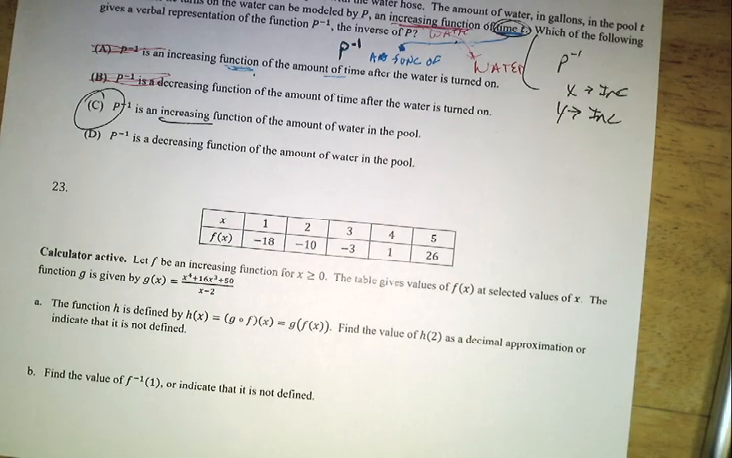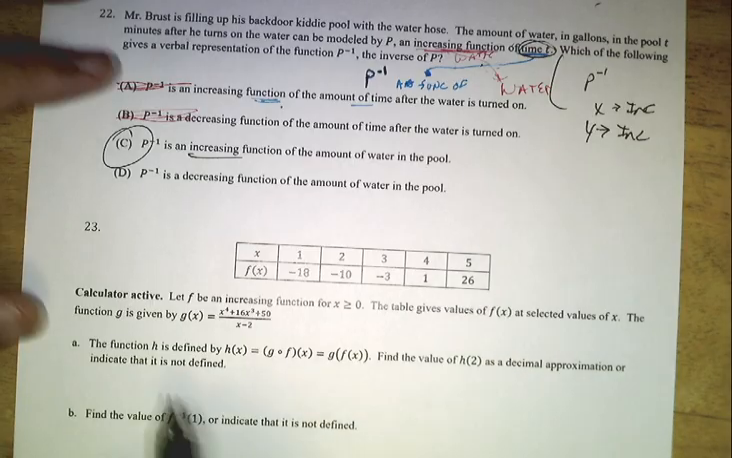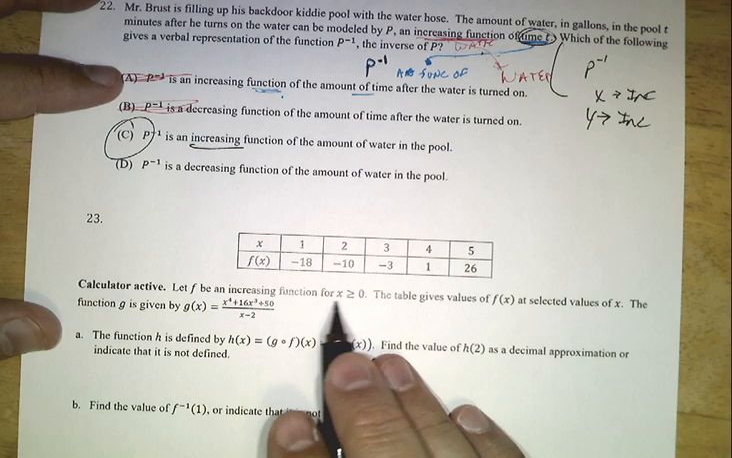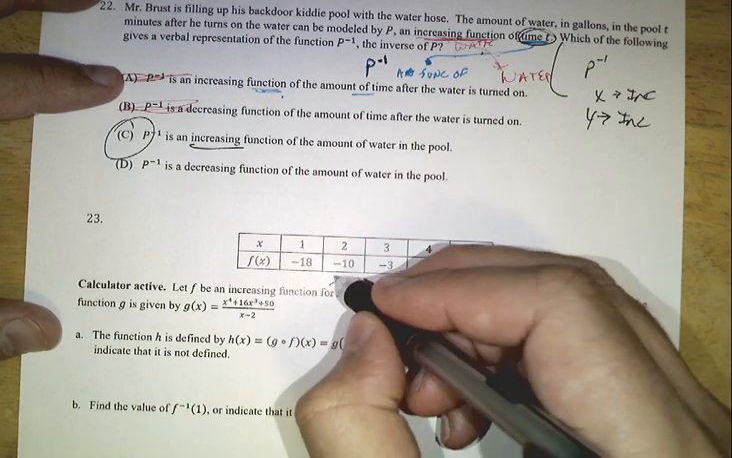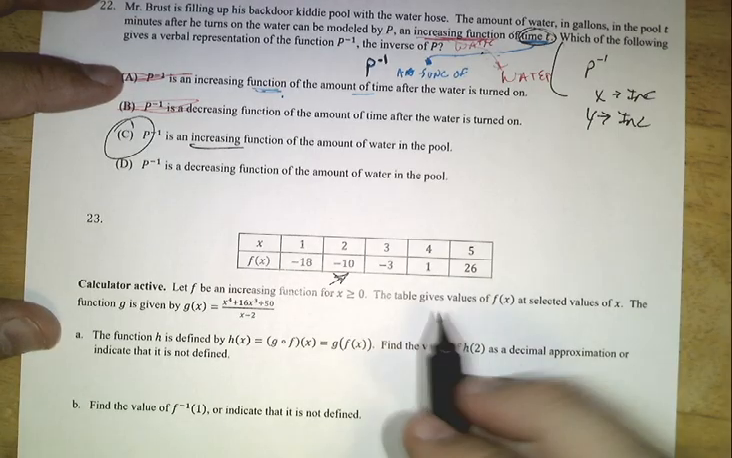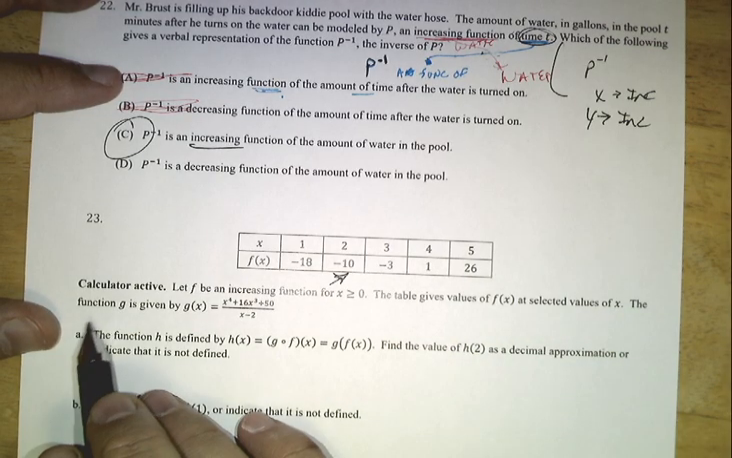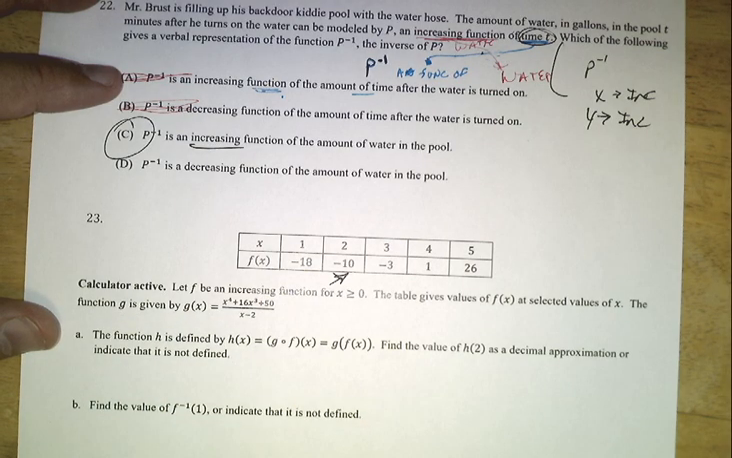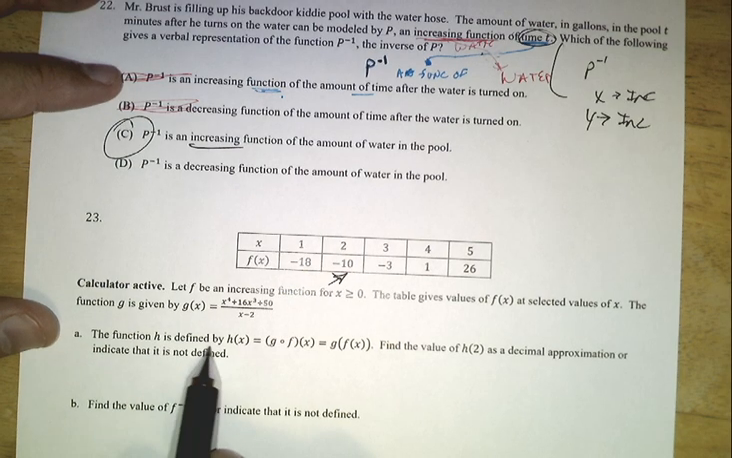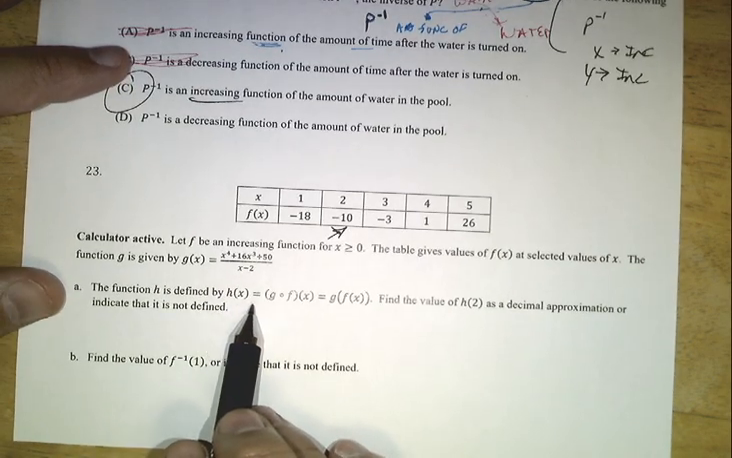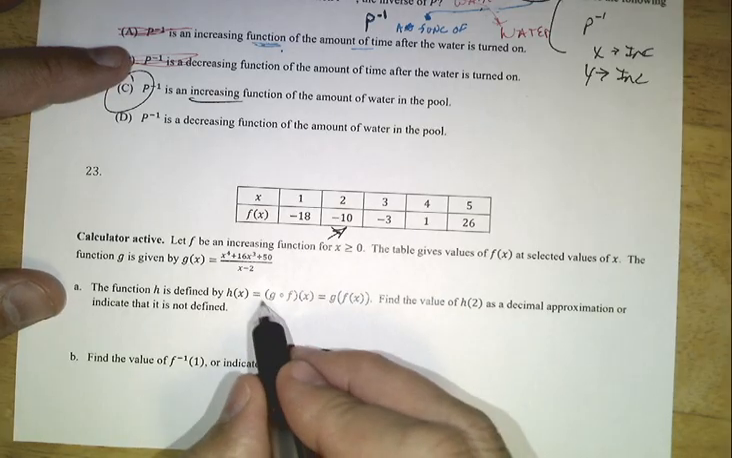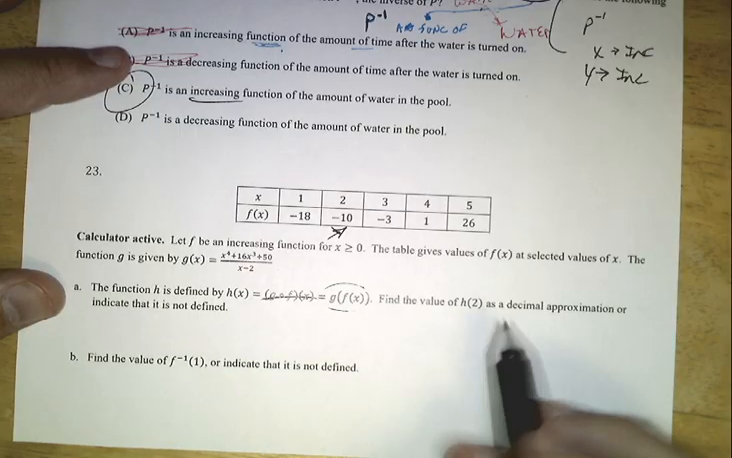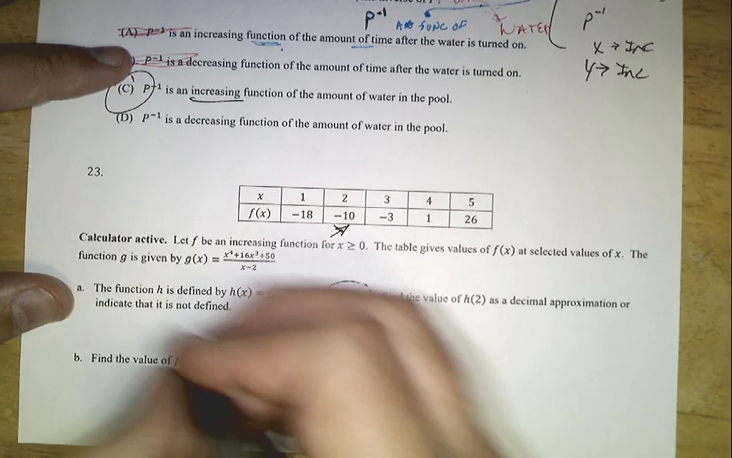I got a calculator. We can do this. So let f be an increasing function for x's. So f is some function. Oh, here it is right here. This is f. The table gives the values of x at selected values, and the function g is given by this rational function. Find the function h defined by h of x equals, this is different notation, but means the same thing, so I'm just going to use this one because that's the one I like better. Find the value of h of 2.